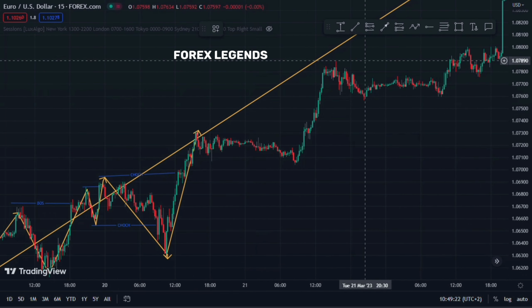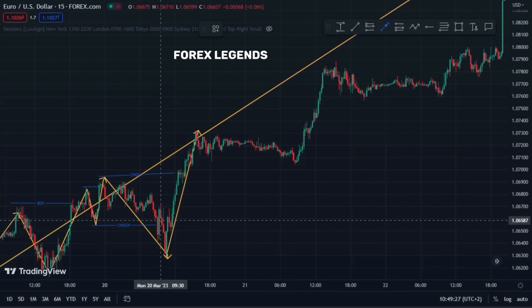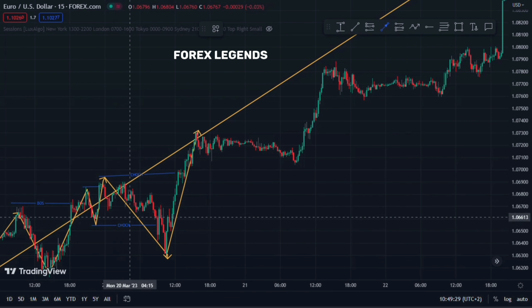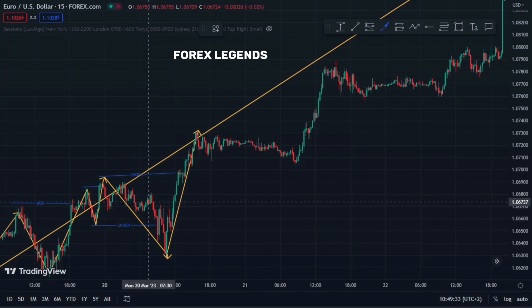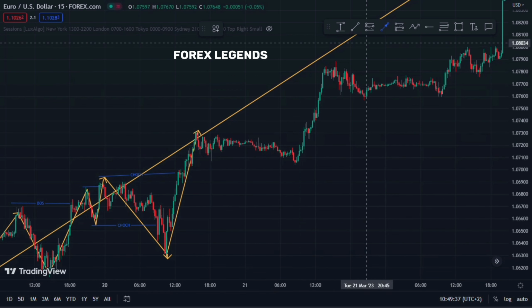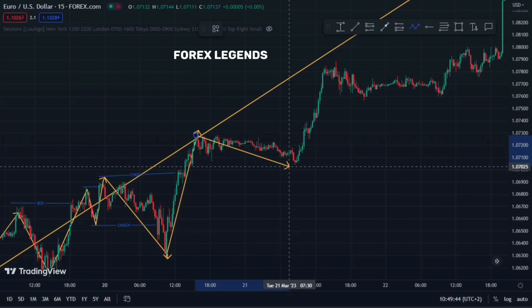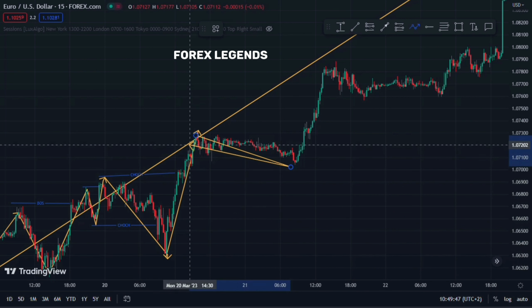You see? Continuing, same thing. Why do we not consider these ones? Because this is the move. These ones are just, I can call them, the internal structure, which we do not mind. What we actually mind is these ones here. Now, let's go to the next one right here. Right here. What do we see? A pullback. It failed to take out this low here, and it failed to take out this high.